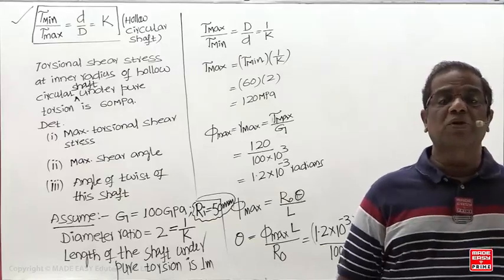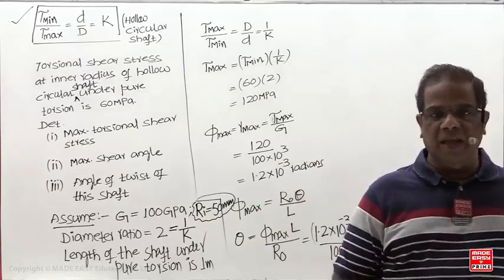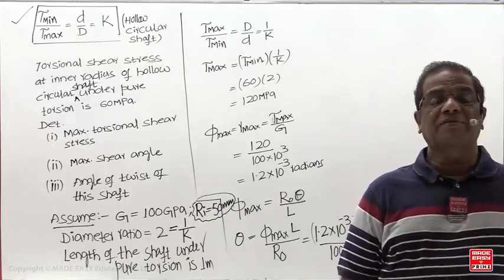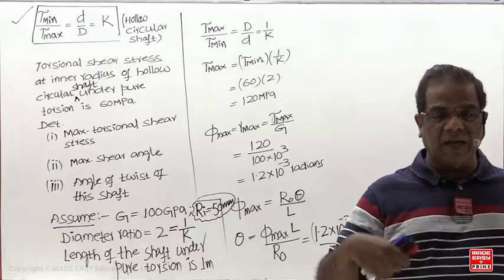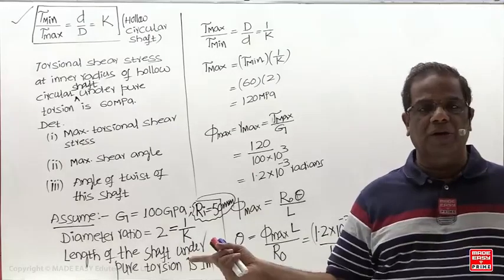So some students are going to assume the same theta. If torque is same, it means theta is not same. So whoever is using G R theta by L, first what do they have to calculate now? Theta has to be calculated. First they have to calculate the theta, then you have to substitute it.